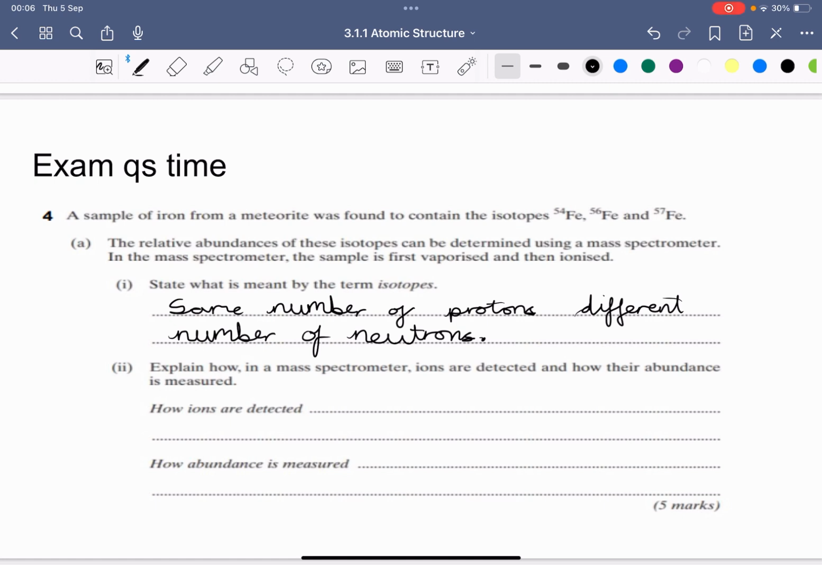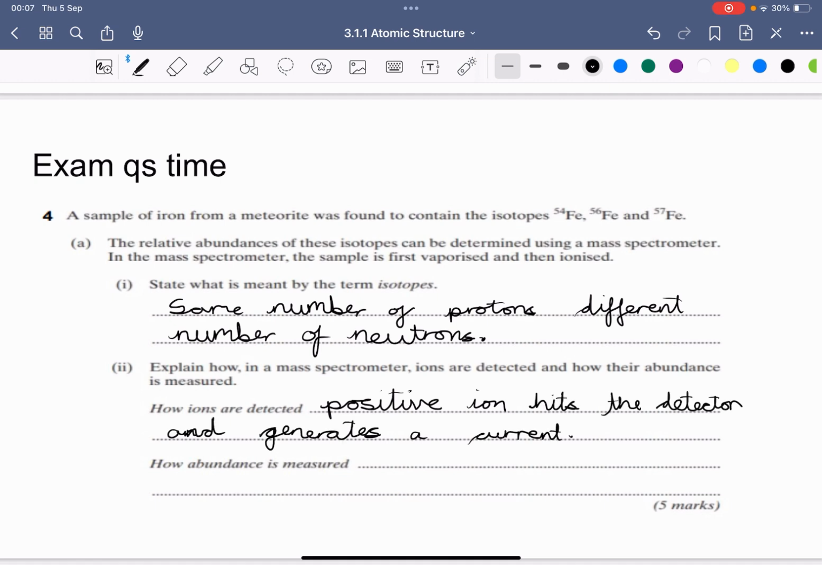Explain how in a mass spectrometer ions are detected and how their abundance is measured. So how ions are detected. The positive ion hits the detector and this generates a current. How abundance is measured. So the size of the current is proportional to the size of the abundance.